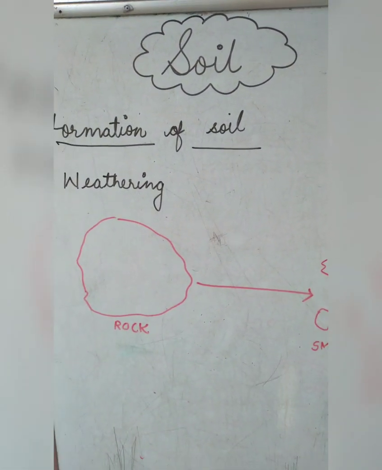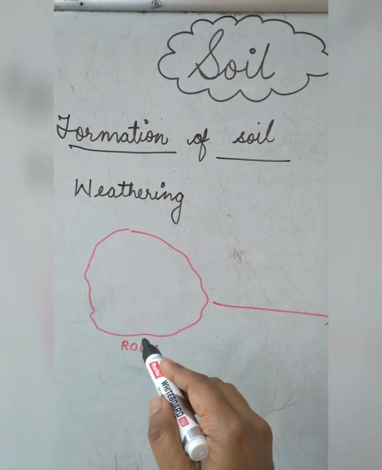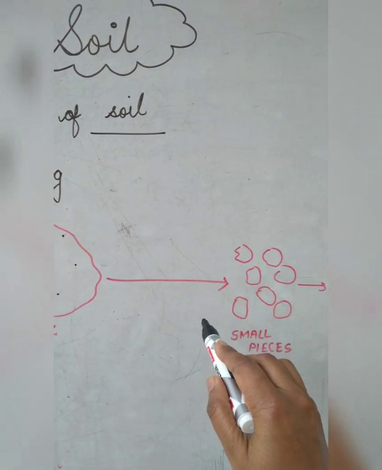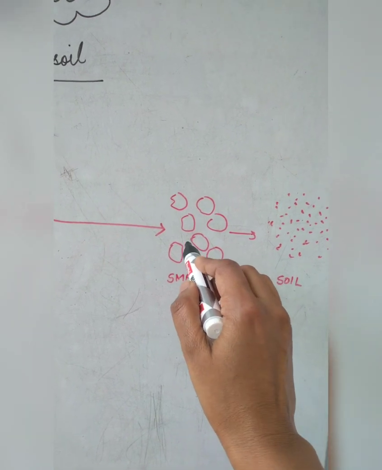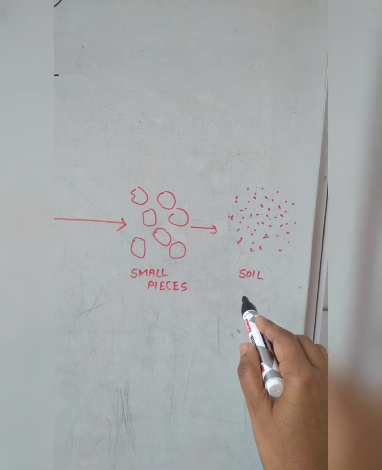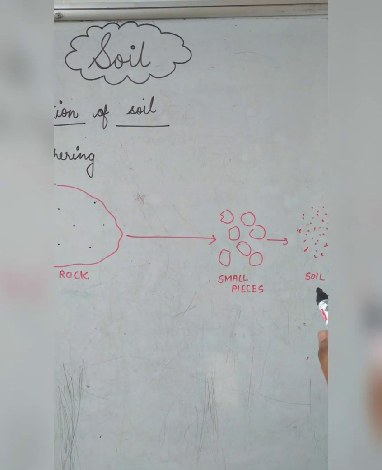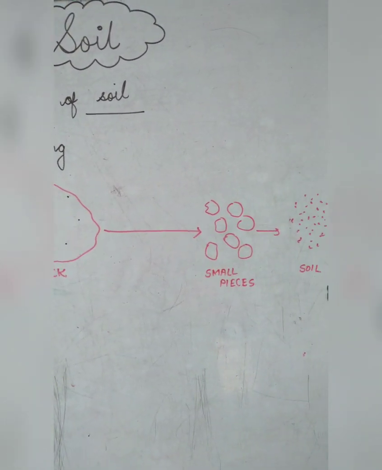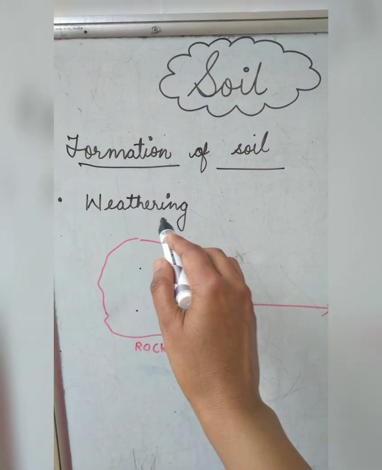Okay. Now, soil is actually formed from a big piece of rock. This rock will change into small pieces. Now, these small pieces will again change into very, very small pieces, and this is called soil. So, soil is formed from a big piece of rock. And this process of changing rock into soil is called weathering. What is it called? Weathering.